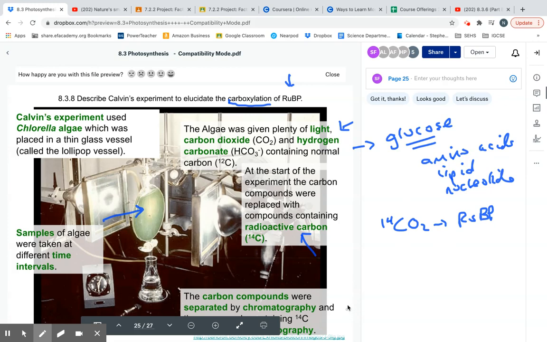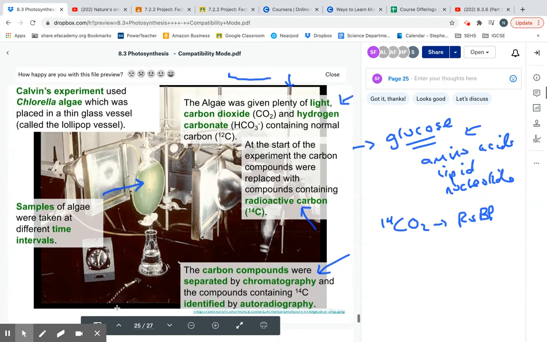So there's two techniques that allowed him to see how this would show up. He separated the different products, amino acids, lipids, and nucleotides, also some sugars, using chromatography. The other thing, which is kind of hard to see here, let me just move this up, the other technique he used was autoradiography. Autoradiography is this technique of taking a picture and seeing what's radioactive to observe.